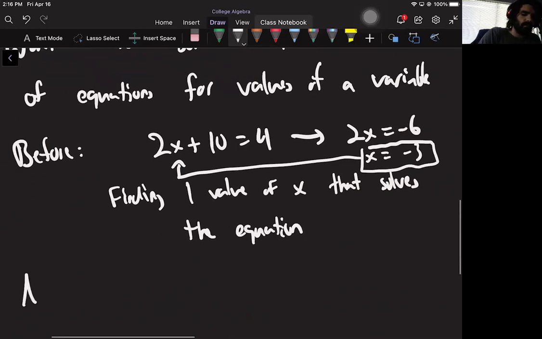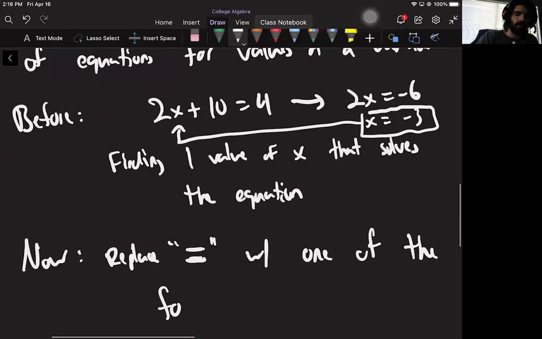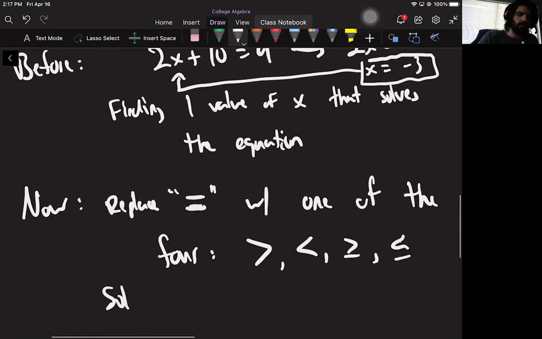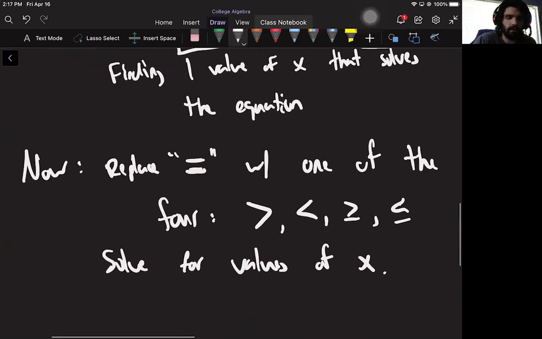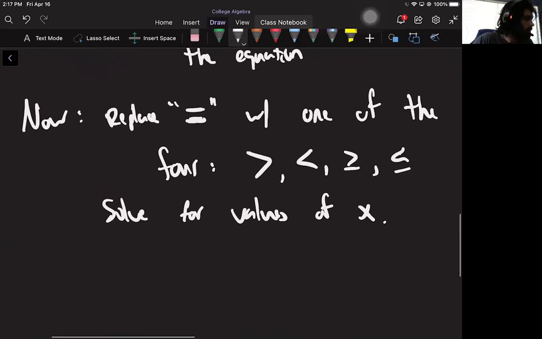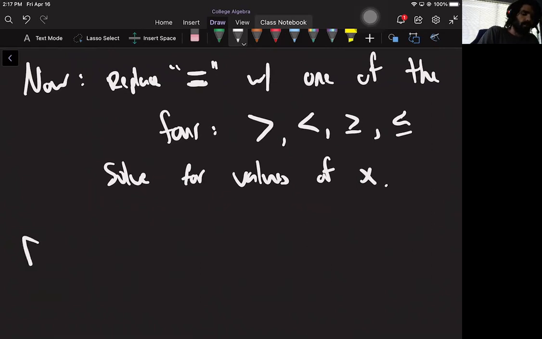But now, all we're going to do is replace the equal sign, the symbol equals, with one of the other ones. One of the 4 that I just reminded you about. And then we want to still solve for values of x. But what we'll see is instead of just saying x equals one thing, we're going to get a whole bunch of values that work for x. And so this is called solving inequalities.